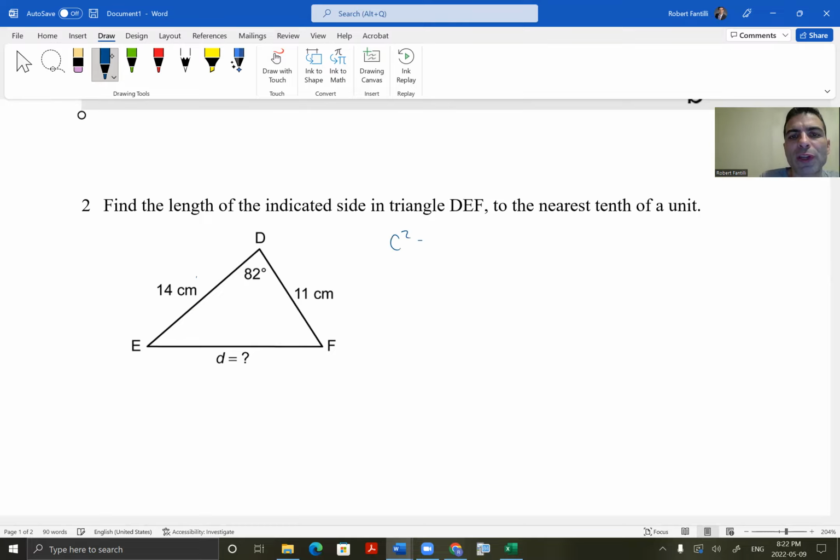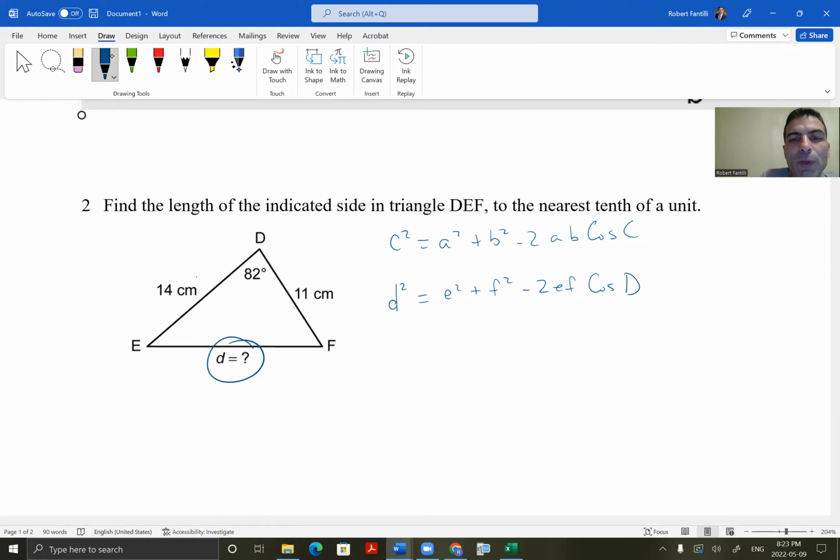So I just told you to think of c squared equal a squared plus b squared, and then minus 2ab cos c. But we're not dealing with A, B, and C. We're dealing with D, E, and F. Well, that's fine. We're just going to switch the letters around. Remember, we're looking for D. So I'm going to write this as D squared equal, and the other two letters are E and F. So I'll write E squared plus F squared minus 2EF cos of D, because those correspond.